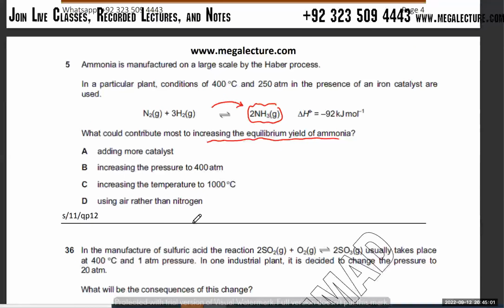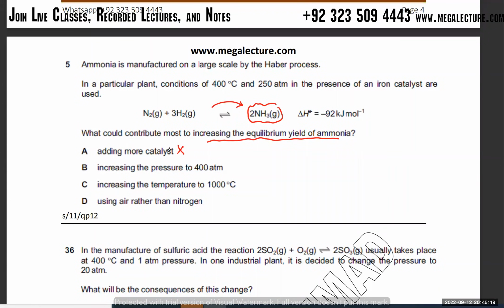Of the four options, which one would be the correct one? No change, sir. Not the catalyst, because it's going to speed up the forward reaction, but it will also speed up the backward reaction equally. So whatever ammonia is formed will get converted back into N2 and H2, right?